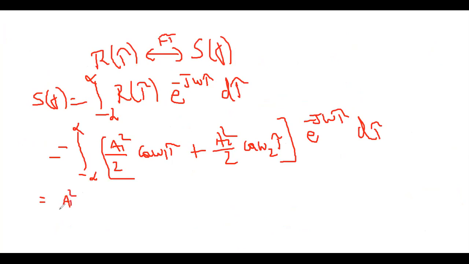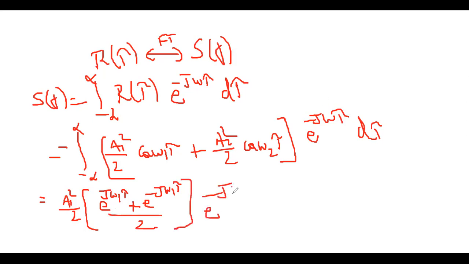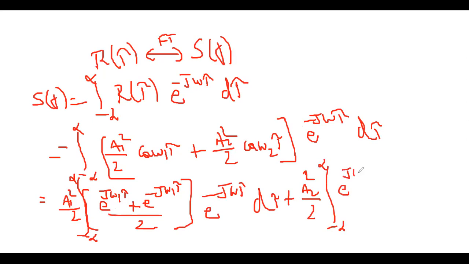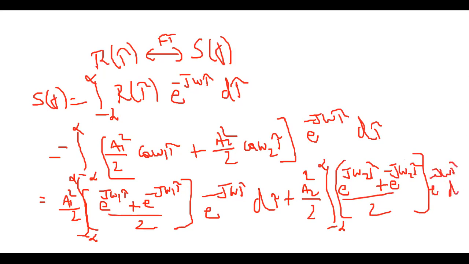First, a1 square by 2. Writing cos omega 1 tau in exponential form: e power j omega 1 tau plus e power minus j omega 1 tau by 2, multiplied with e power minus j omega tau d tau, integrated from minus infinity to infinity. That is the first integral. The second integral is a2 square by 2, integral from minus infinity to infinity, of e power j omega 2 tau plus e power minus j omega 2 tau by 2, whole multiplied with e power minus j omega tau d tau. Got it, my dear students? Two integrals we got.